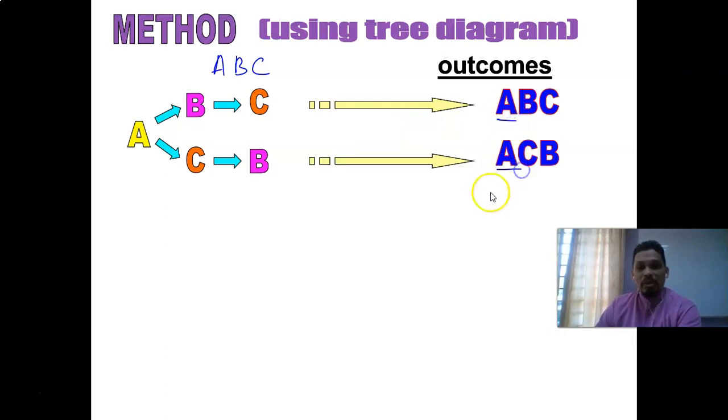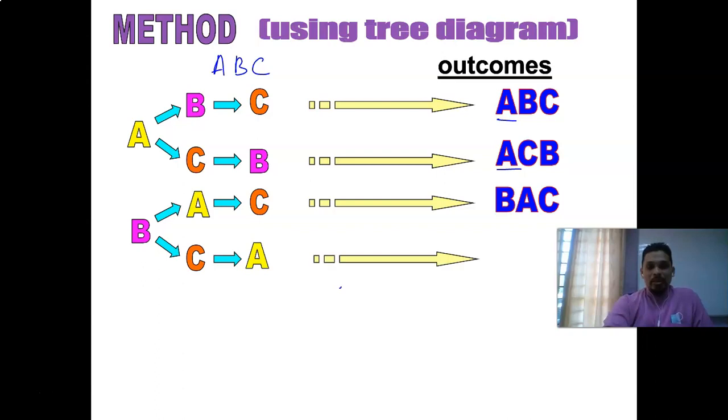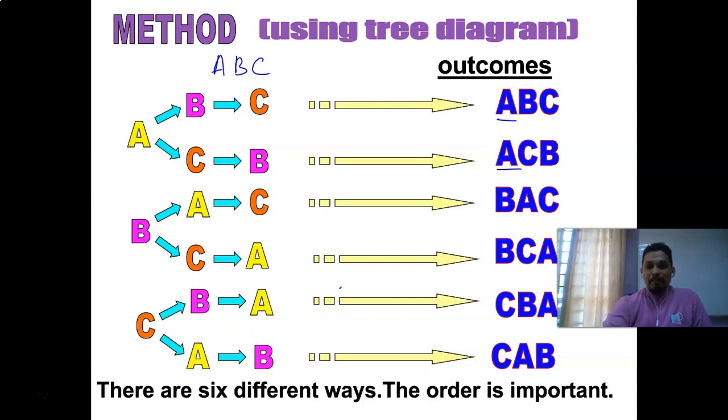Look at this. We begin with the letter A. Next, if we begin with the letter B, then the second letter is either A or C. So if B and then A, then the final letter will be C, or otherwise if B and then C, this ends up with B, C, A. Same thing goes for the others here. So there are 6 arrangements of the letters. Look at this, the order is important.